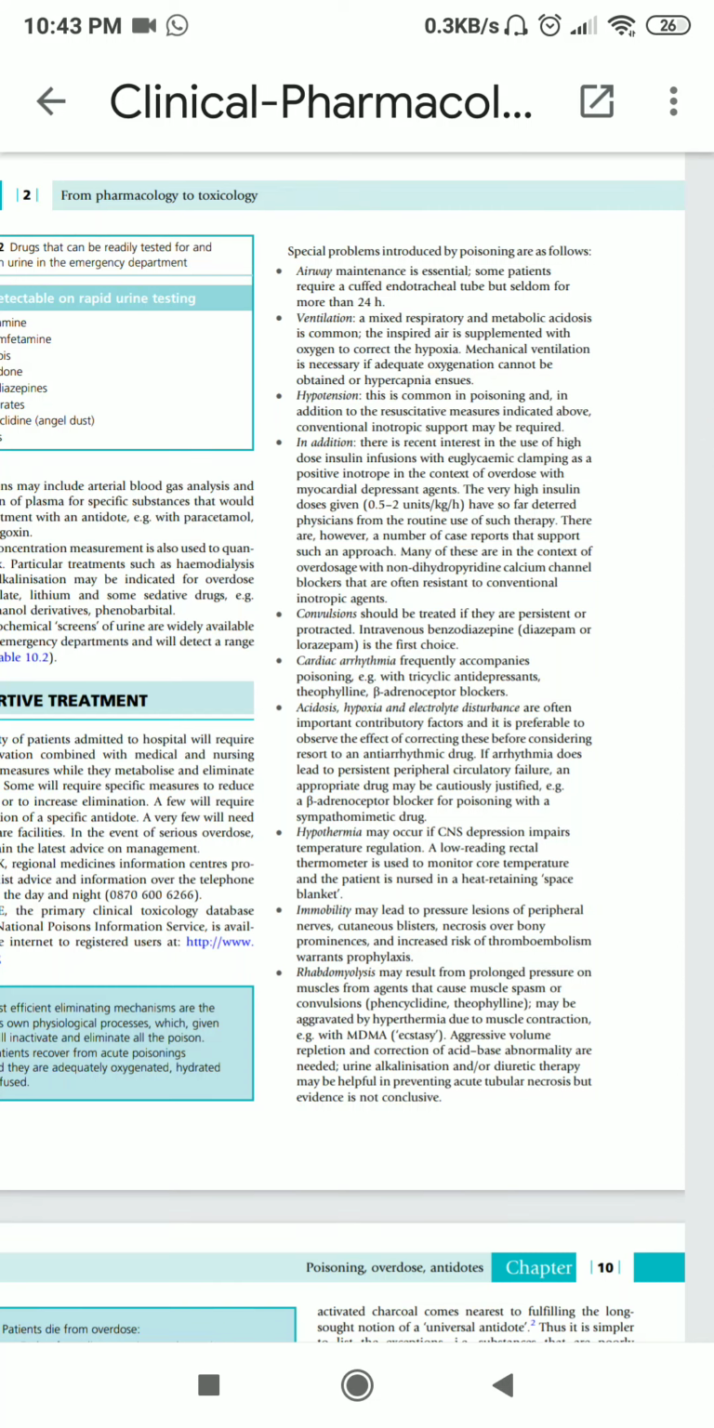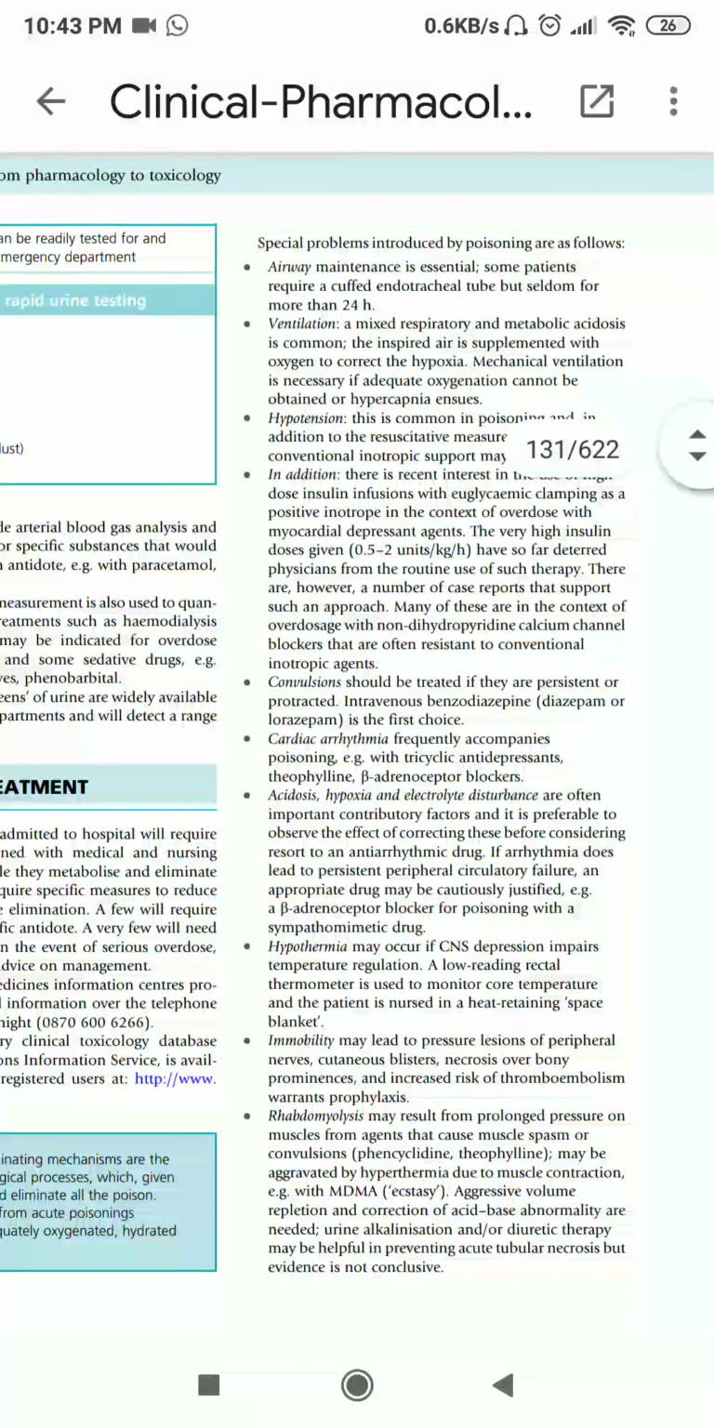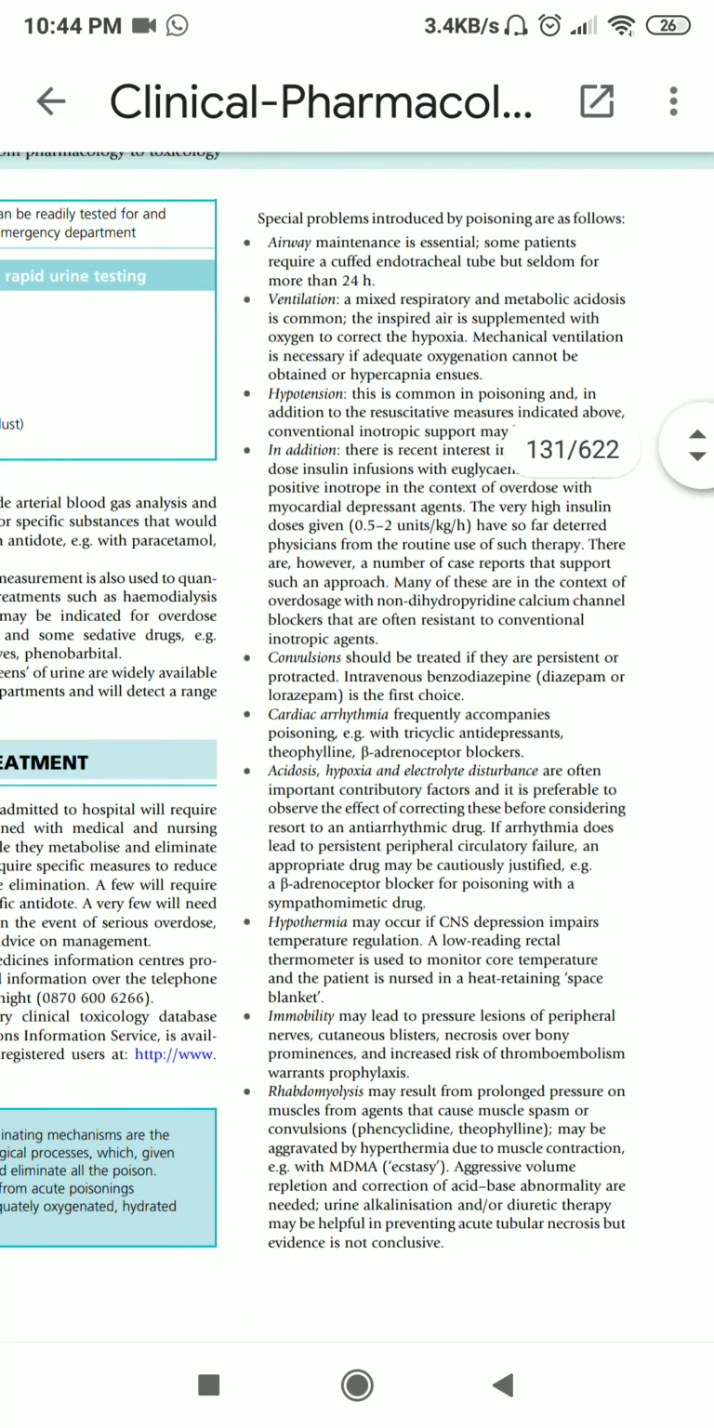So apart from the symptoms that the person is showing, there can be other problems that poisoning is giving to the patient, such as the airway of the patient, the nasal airway is stopped. So then ventilation, sometimes mechanical ventilation, is required.